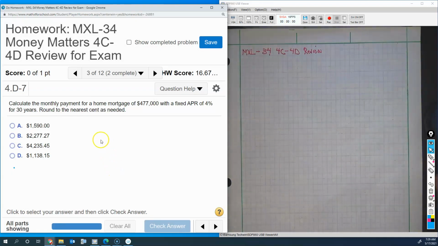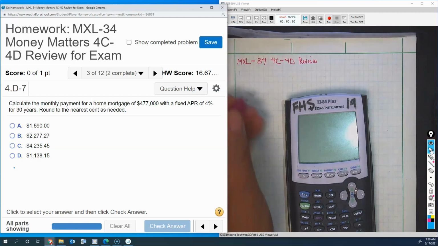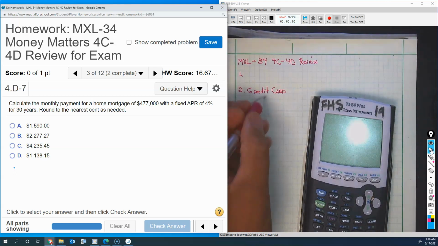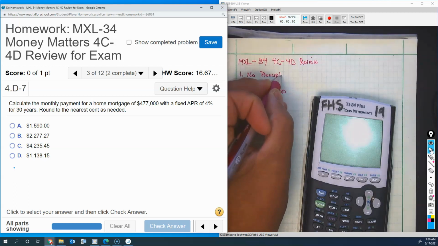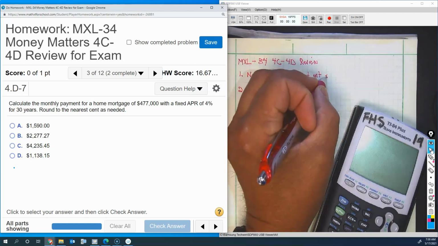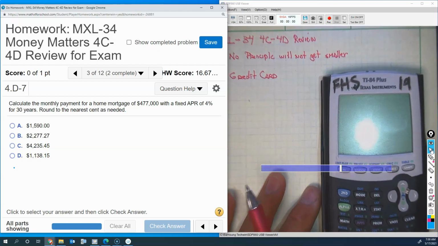Okay, calculate the monthly payment. So what you're going to do on these guys is you're going to use the TVM calculator on almost all of these. Okay. All right. So let's see. We did 1, 2, 1. Okay, 2. 2 was credit card. Time value money. Credit card. No. Principal. Not get smaller. Yes. That's why I'm saying I would definitely take these notes.